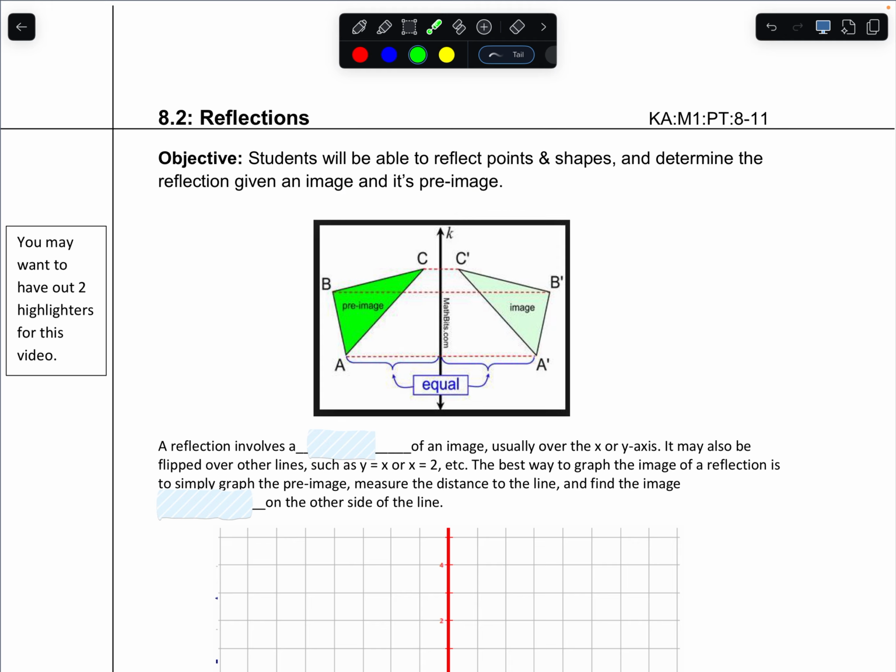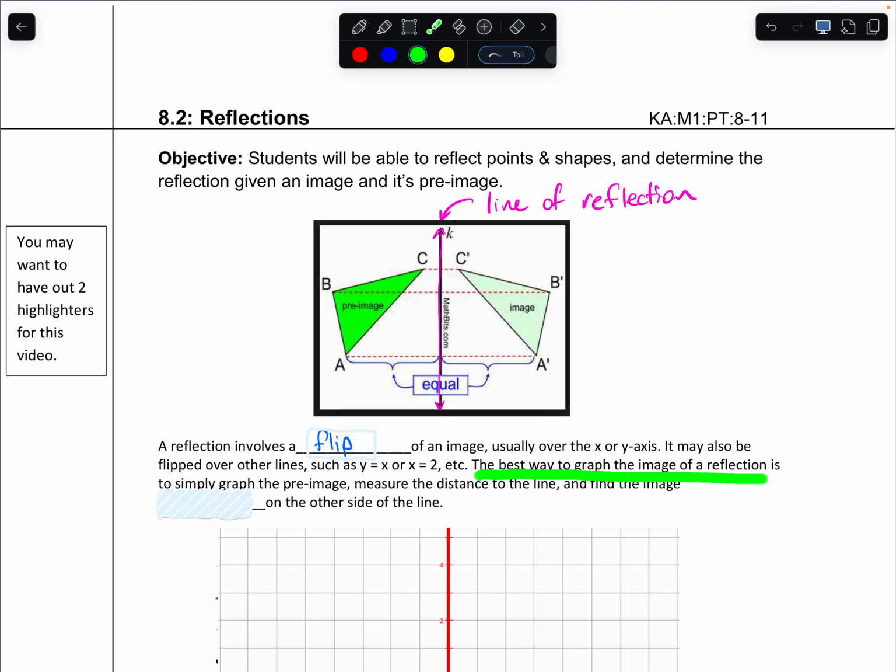So you should know first that a reflection is a flip. We're flipping it over a line. Like this line K is our line of reflection. It can be any line. So typically, you'll see reflections over the x-axis or the y-axis. Those are pretty important lines on our graph. But it could be other lines such as y equals x or x equals 2 or really any line we want, any y equals mx plus b that you can think of.